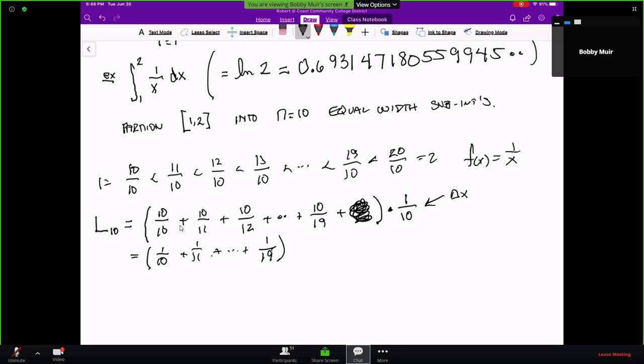1 over 10 plus 1 over 11, plus 1 over 12, plus 1 over 13, 1 over 14, 1 over 15 plus 1 over 16 plus 1 over 17 plus 1 over 18 plus 1 over 19 equals. And what I get for L10 is 0.7187714, and it keeps going.